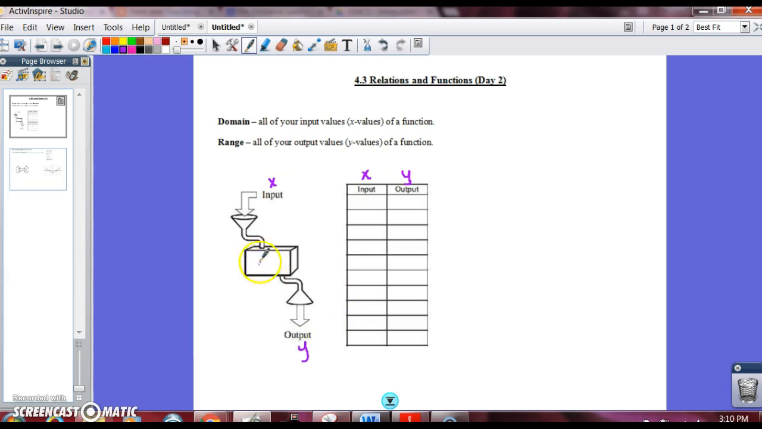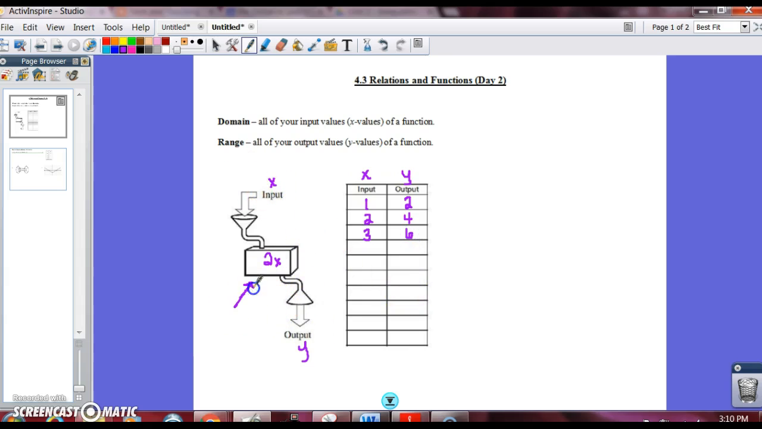So let's say my little function machine here takes whatever value it has and then it doubles it. So I'm going to say that my function here is 2x. That means for whatever x value I put in, I'm going to double that and it's going to spit out a y value. So for example, if my input value is 1, my output value would be 2. If my input value was 2, my output value would be 4. If my input value was 3, my output value would be 6. And I could keep doing that.